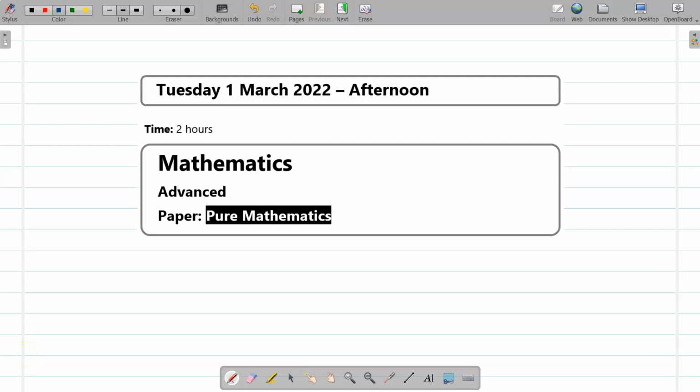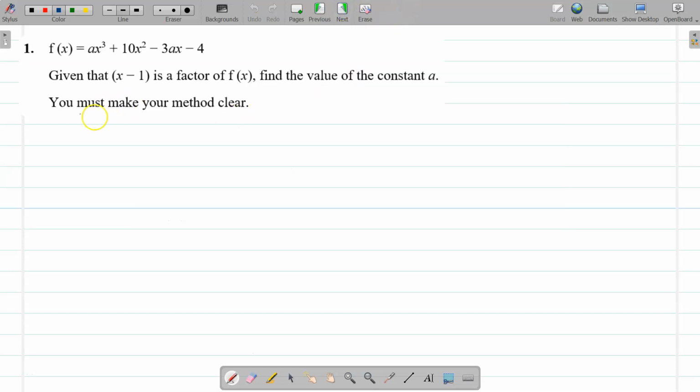Year 13 PPE2, this is Pure Mathematics 2 hours, first question. This is about the Factor Theorem. We've got to find the value of a in this function here. So we're going to substitute x with the number 1 and set it to 0. And we've got to show clearly our method.